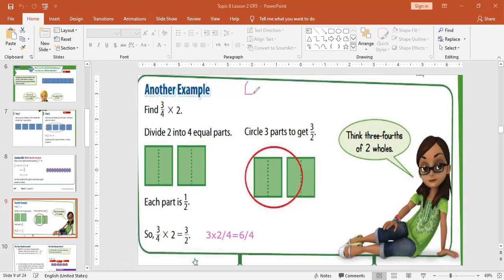So when I want to simplify 6/4, I want to divide it by a common factor between 6 and 4. I think it's 2. So I have to divide the numerator by the same number that I will divide the denominator. So 6 divided by 2 equals 3. 4 divided by 2 equals 2. So the answer here by simplification is 3/2. Okay. Let's go to the next page.